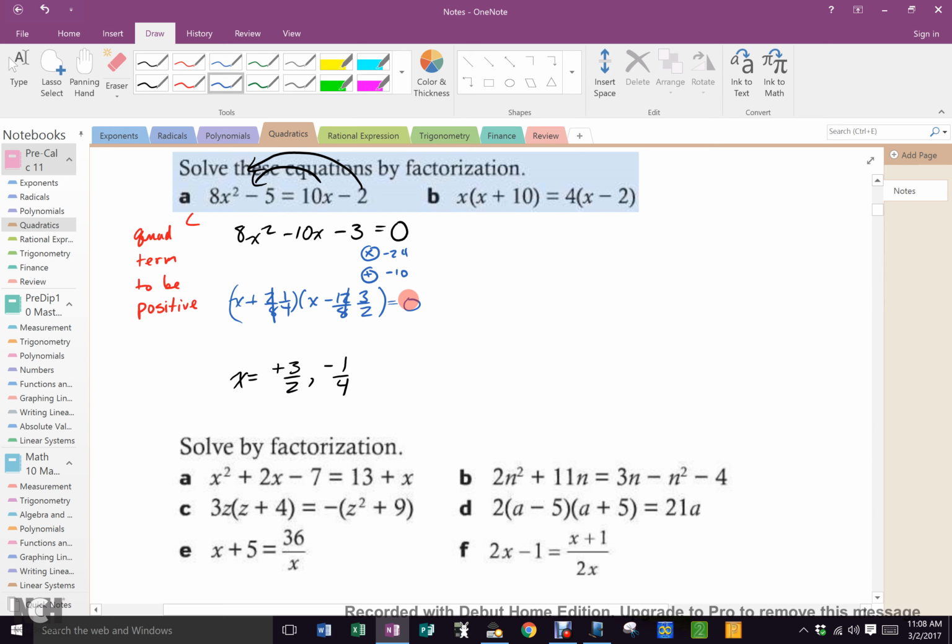Okay. What looks different on B? I just need to distribute. And then do what? The same thing. So we take a grade 9 topic again, we distribute. We take a grade 9 topic, we collect our like terms. We take a grade 10 topic and factor it. We take a grade 11 topic and actually give an answer. What is it?